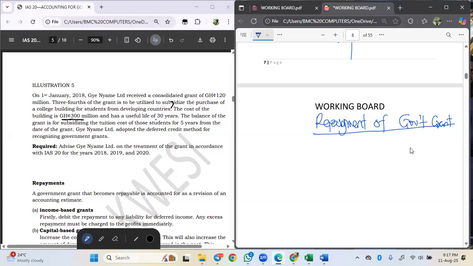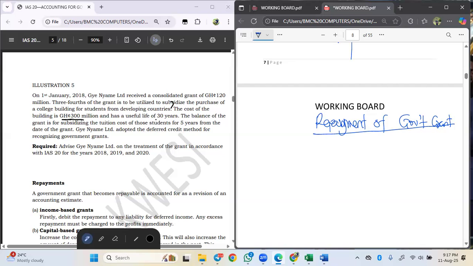That one will be like grants received. You just received it. You don't know what you are going to use it for. You don't have any conditions attached to it. That one, just recognize it in the P&L immediately. That one you term it as what? P&L other income. Okay, P&L other income.